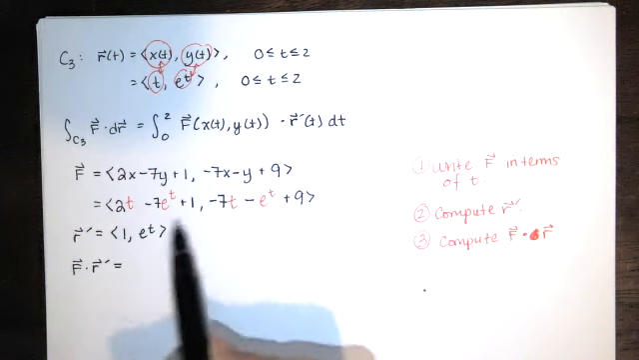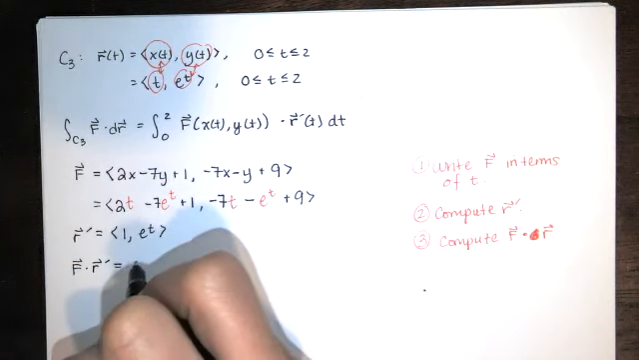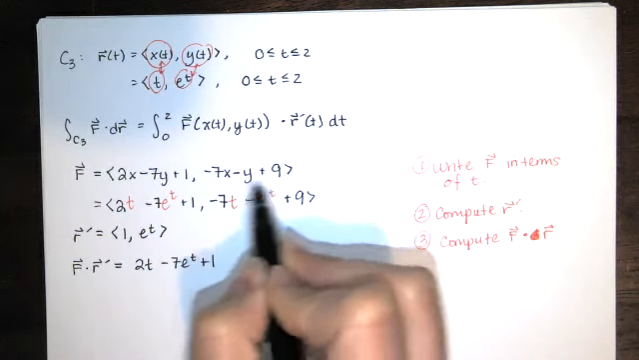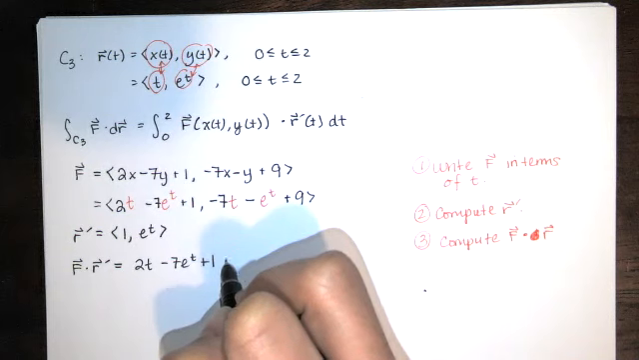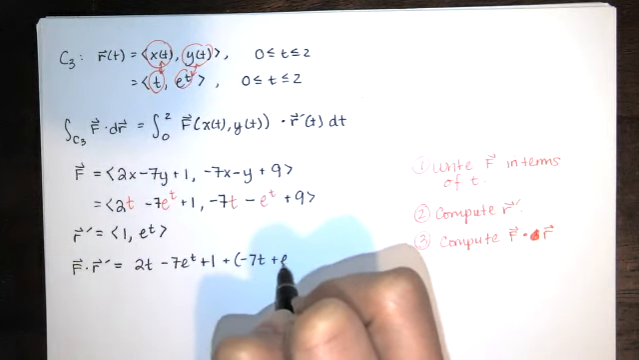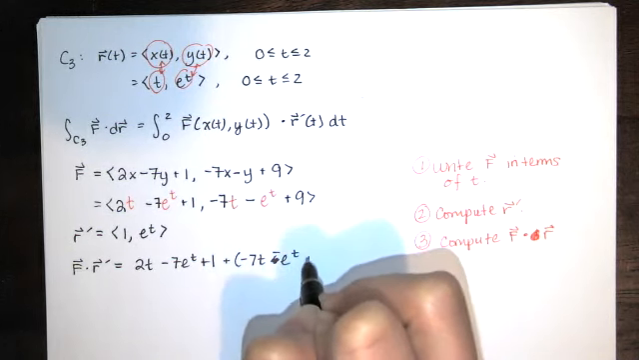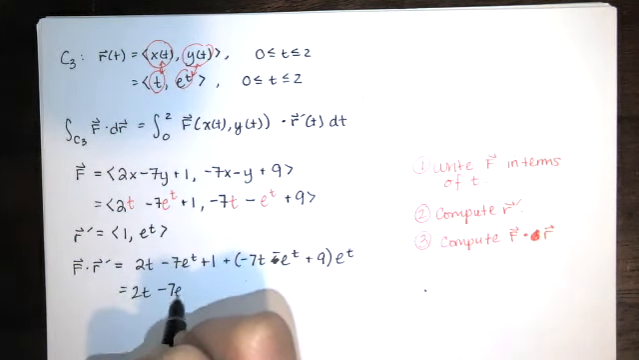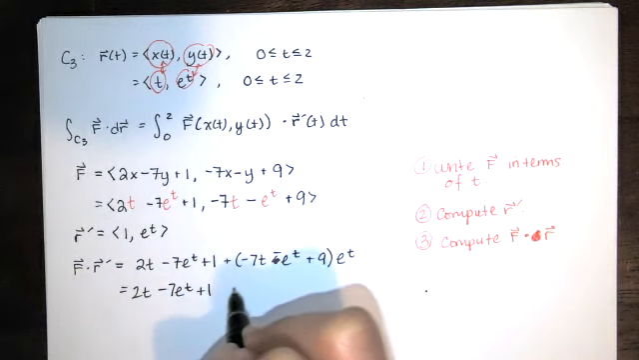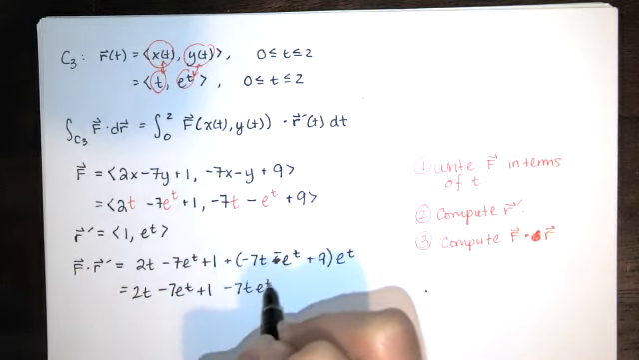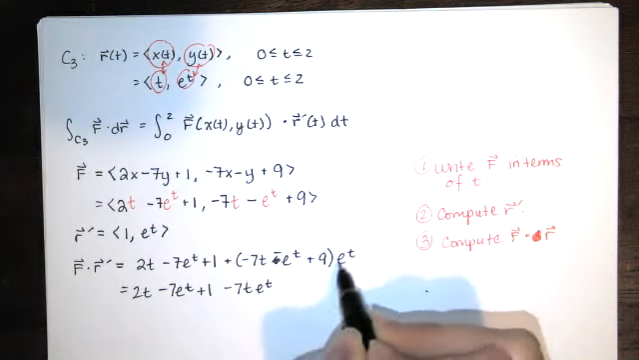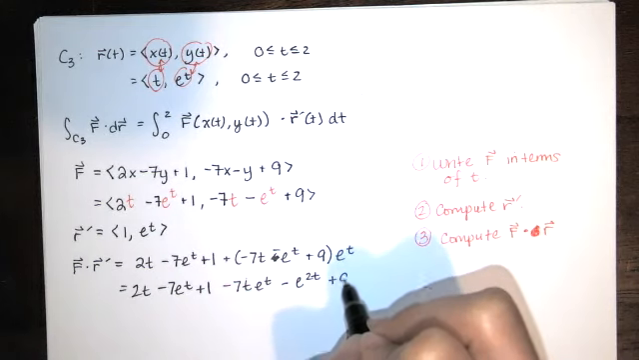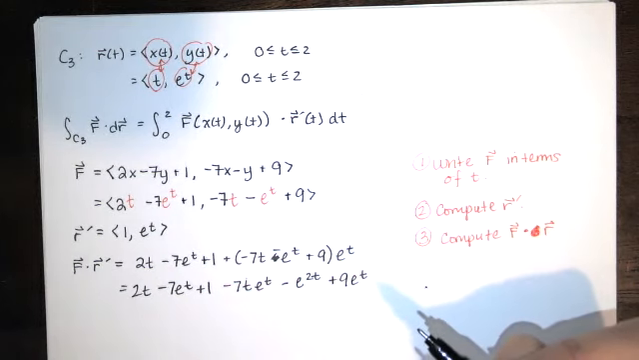So F dotted with r prime is just this times 1, which is of course just 2t minus 7e to the t plus 1. And then it's this expression times e to the t. So I'll just write all of that down. So it should be a minus. And multiply by e to the t. And I will distribute there as well. So we'll have negative 7t times e to the t. A negative e to the t times an e to the t is going to be a negative e to the 2t. We're adding the exponents. And then we've got a 9e to the t at the end.